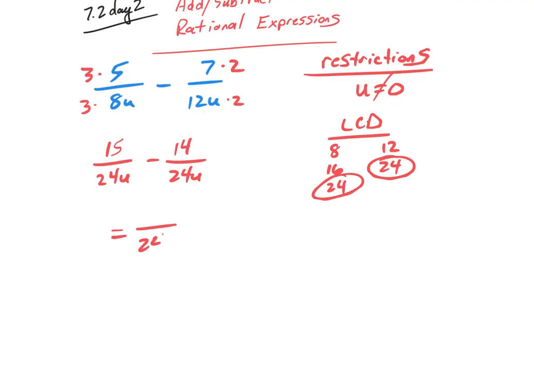And then it's just kind of like what we did yesterday. Because the denominator is the same, my denominator stays 24u. If you can combine the tops together, combine them: 15 minus 14 is 1. And that's my answer, 1 over 24u. Nothing we can do to simplify it. So that is the first one.